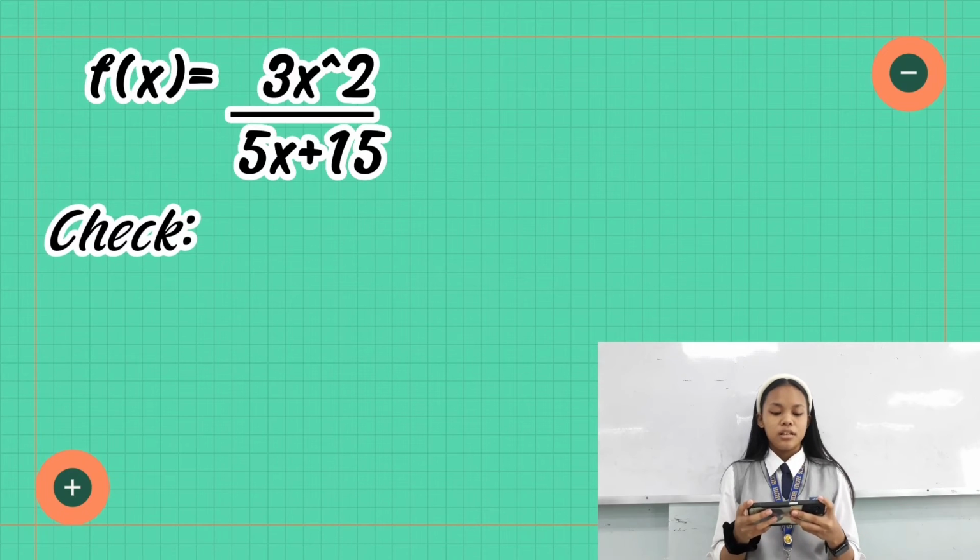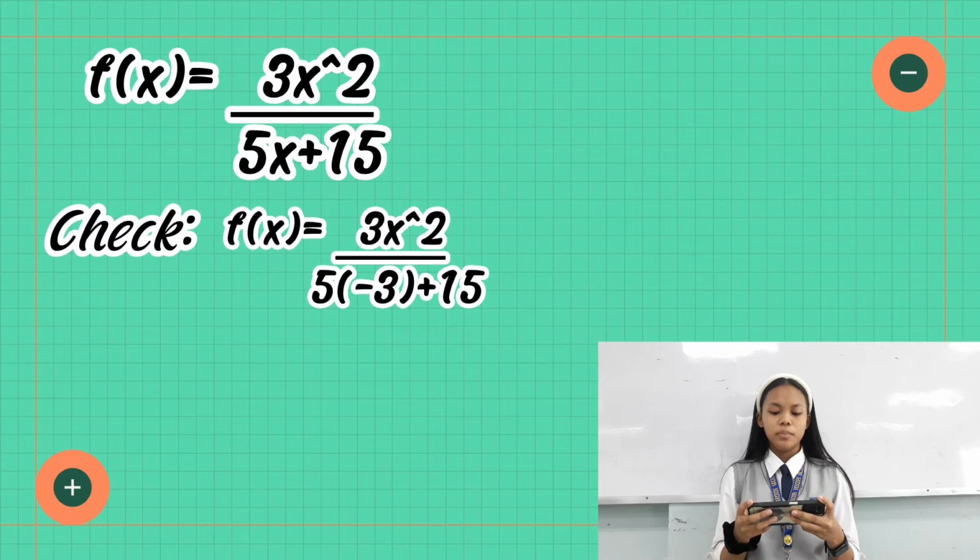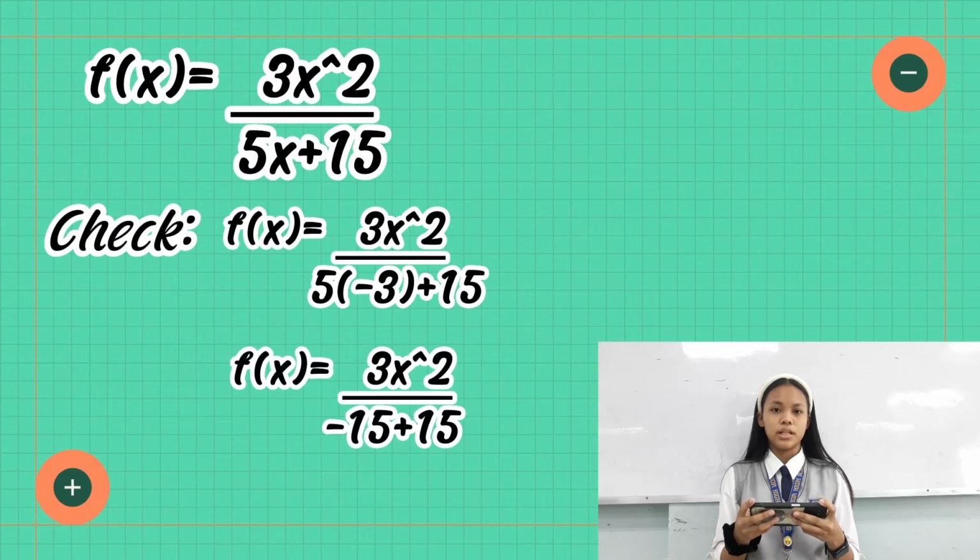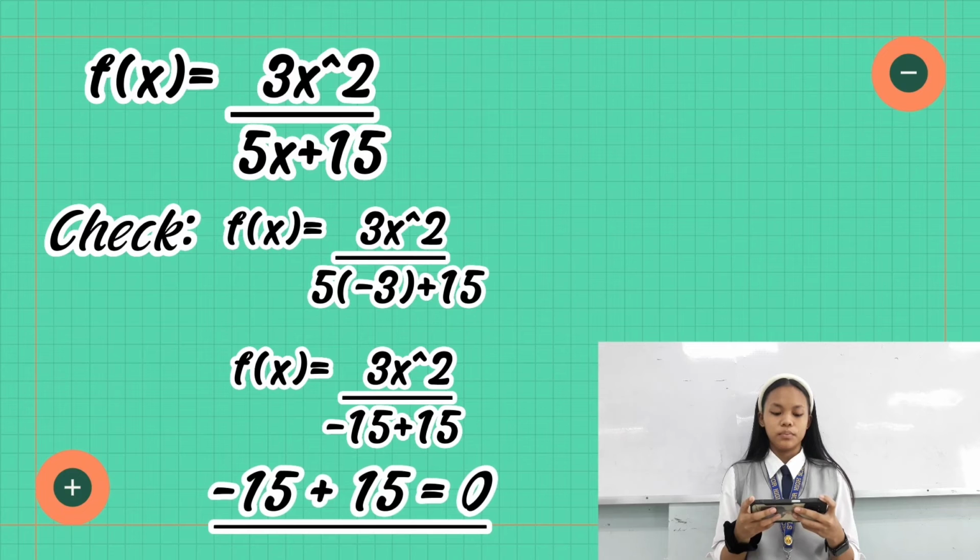To check, 3x squared over 5 multiplied by negative 3 plus 15 is equal to negative 15 plus 15. So we have 3x squared over negative 15 plus 15, which is equal to 0. So the function is undefined.